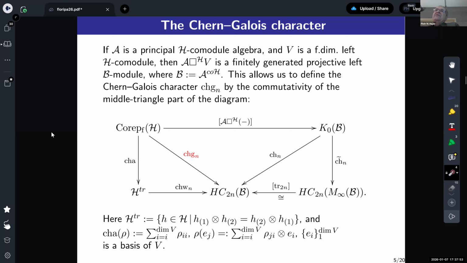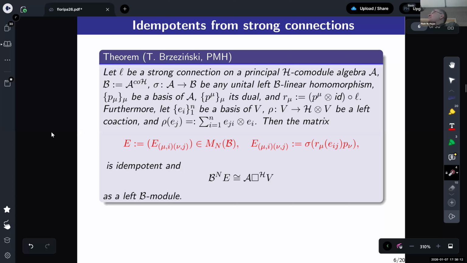So the way we really compute this Chern-Galois character, I mean, prove that you can decompose it in this Chern-Weil theory, is that first and foremost, using a strong connection, we determine an idempotent representing this module over here. And this is the main theorem. Everything else, the formula for the Chern-Galois character, is just a corollary. That was the tough cookie to prove. It's even quite complicated to write it down, but let me spell it out.